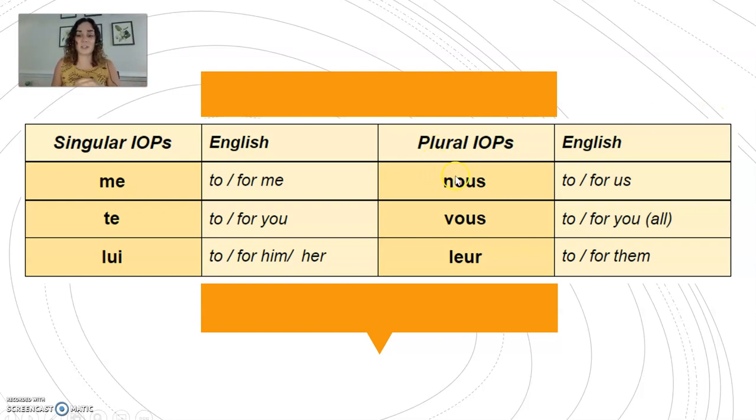So back to my chart, nous means to us or for us. Vous means for you formal or for you all. And leur is to or for them. And it doesn't matter if them is masculine or feminine. As long as it's plural, we'll use the word leur to mean them.